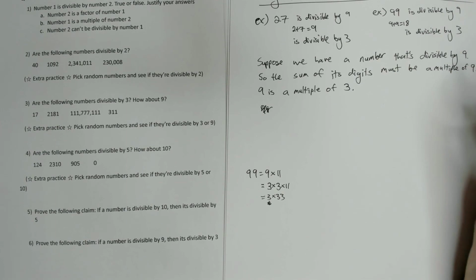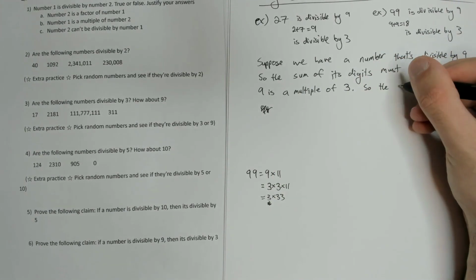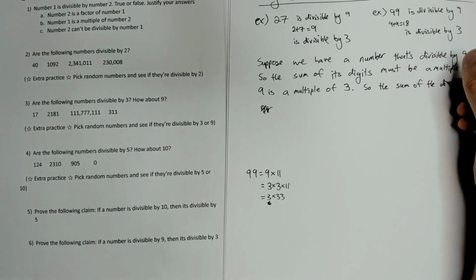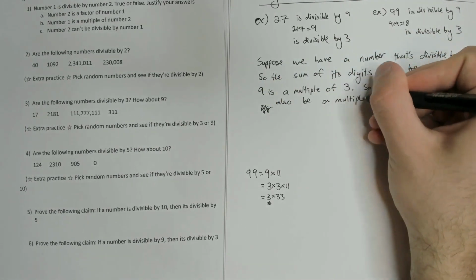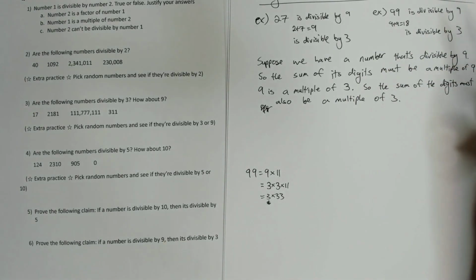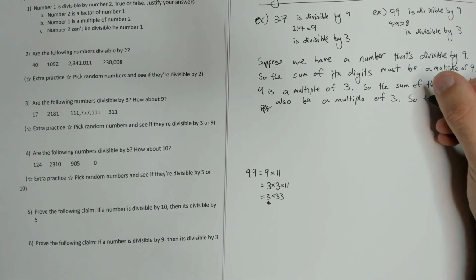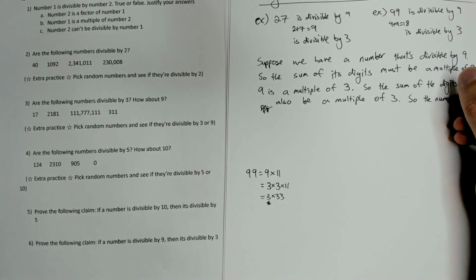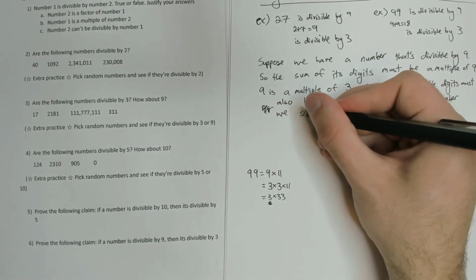All right? So 9 is a multiple of 3. So the sum of the digits must also be a multiple of 3. But if the sum of the digits is a multiple of 3, that's exactly the divisibility rule for 3, right? So the number must be divisible by 3. The number we started with must be divisible by 3.